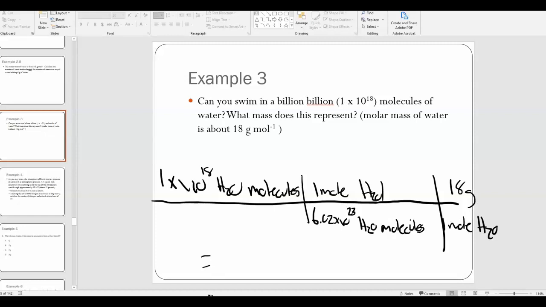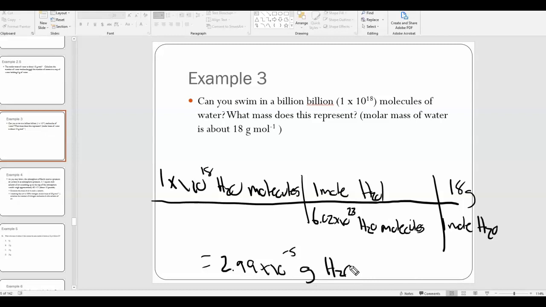1 times 10 to the 18 times 18. I typed that into my calculator wrong. 1 times 10 to the 18 times 18 divided by 6.02 times 10 to the 23. I get 2.99 times 10 to the negative 5 grams of water.